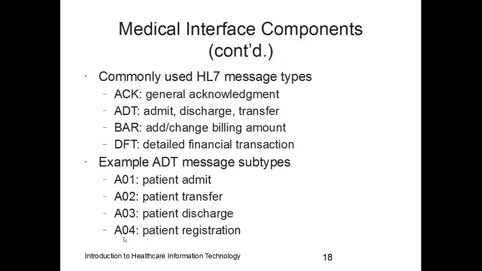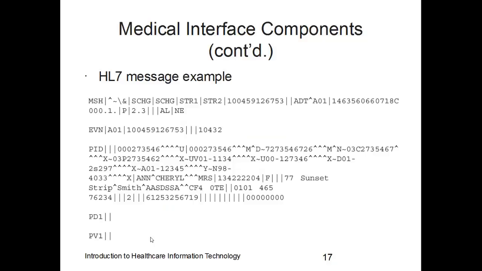And there are some commonly used HL7 message types. You have a general acknowledgement, or the ACK, the ADT, admit, discharge, or transfer, the BAR, either adding or changing the billing amount, DFT, a detailed financial transaction. And regarding this message type, ADT, the patient being admitted, discharged, or transferred, there are some example message subtypes: A01, A02, A03, A04. A01 will be the patient admit, A02 will be the patient transfer, A03 patient discharge, A04 patient registration.